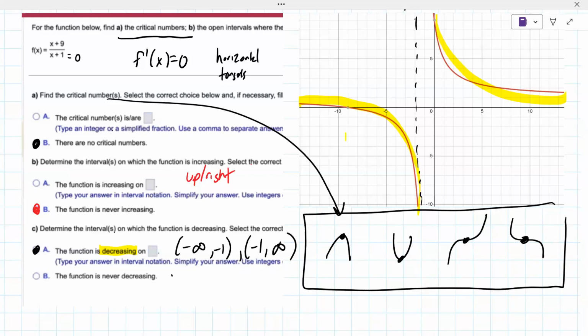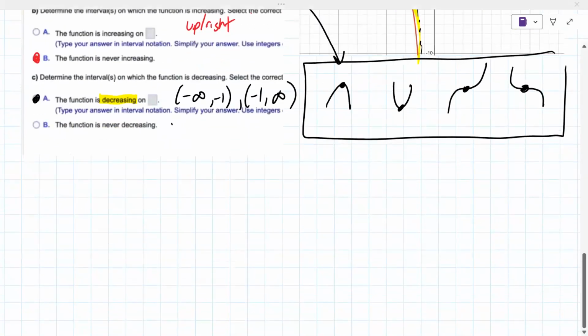Okay. Any questions on that? No, so far that's good. New question.